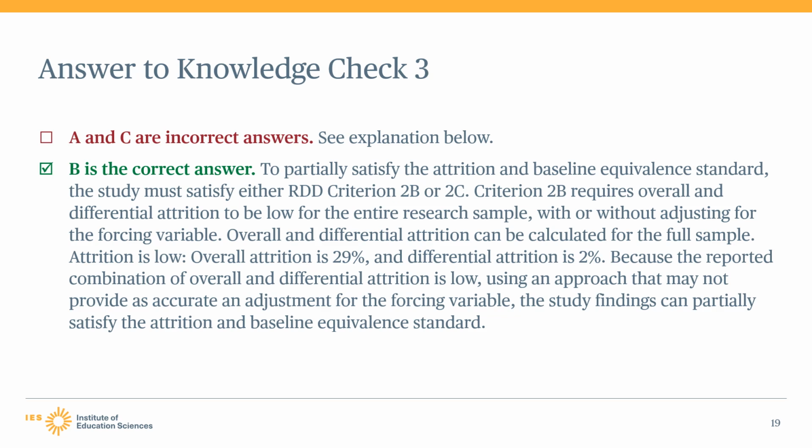Overall and differential attrition can be calculated for the entire research sample without adjusting for the forcing variable, and attrition is low. Overall attrition is 29% and differential attrition is 2%. Because the reported combination of overall and differential attrition rates is low, using an approach that may not provide as accurate an adjustment for the forcing variable, the study findings partially can satisfy the attrition and baseline equivalence standard.